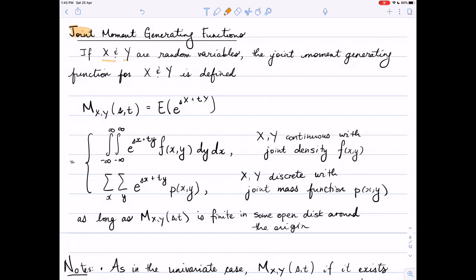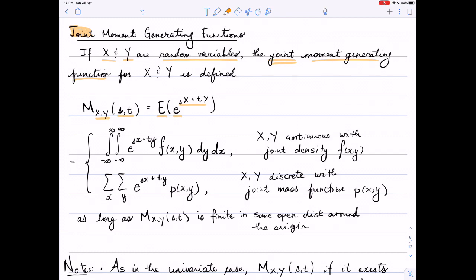If X and Y are random variables, the joint moment generating function for X and Y is defined in a very similar way to the moment generating function for a single random variable. So we have M sub XY of, now we need two dummy variables, s and t. And so we have the definition here as the expected value of e to the sX plus tY, right?